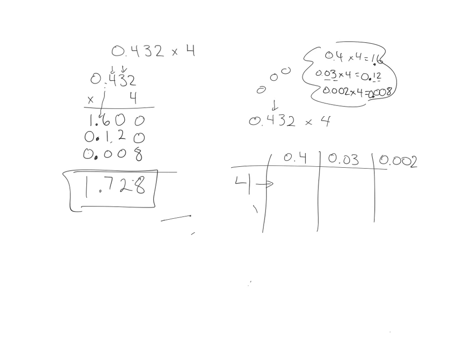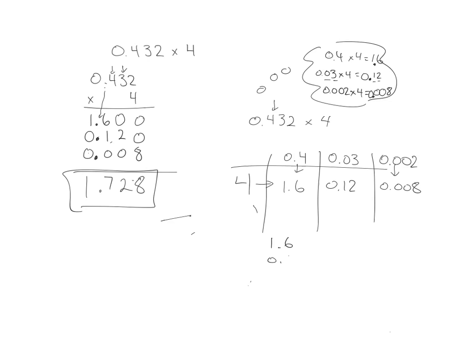So first thing we ask ourselves is, what is 0.4 times 4? We've already done that. That's 1.6. What's 4 times 0.03? We did it up there, 0.12. Last one here, 0.002 times 4 gives us 0.008. And you can see the last step is when I'm multiplying using an array, I just add them up.